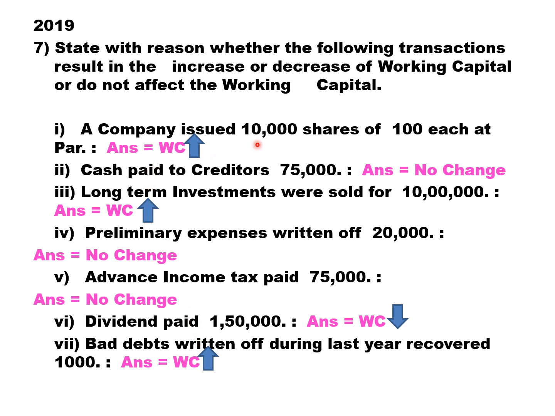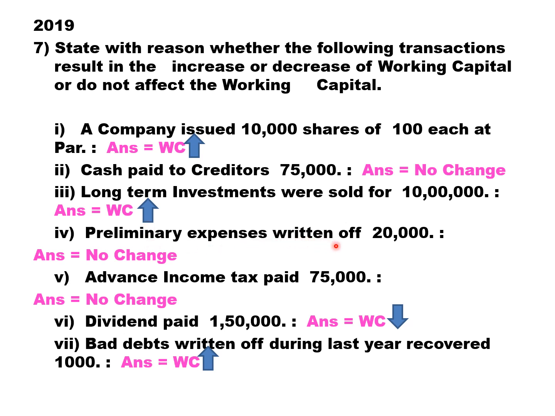A company issued 10,000 shares of rupees 100 each at par. So it's a transaction between shares and the cash. So shares go, cash is received. So working capital increases. Cash paid to creditors 75,000, no change. Reason: cash is a current asset, creditor is a current liability. Long-term investments were sold for rupees 10 lakh. So investment goes and the cash comes. So increase in cash will result in increase in working capital.